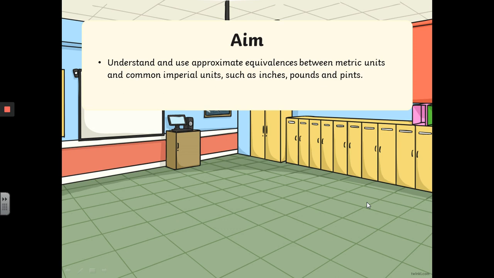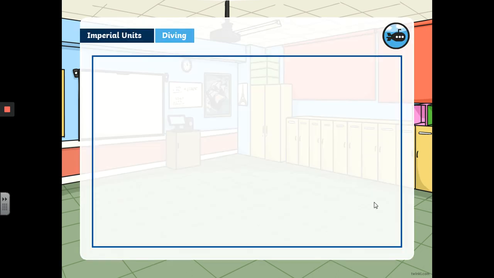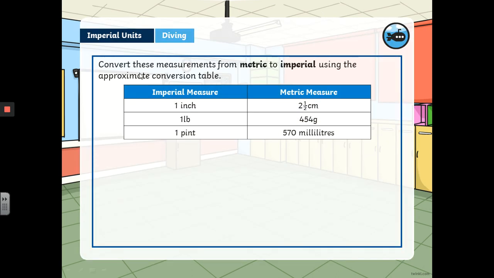Imperial units. It's the same word as I told you. Understand and use approximate equivalences between metric units and common imperial units, such as inches, pounds, and pints. Now, convert these measurements from metric to imperial using the approximate conversion table. So this is the conversion table for imperial measure and metric measure. Imperial measure is 1 inch, metric measures are centimeters, grams, and milliliters.